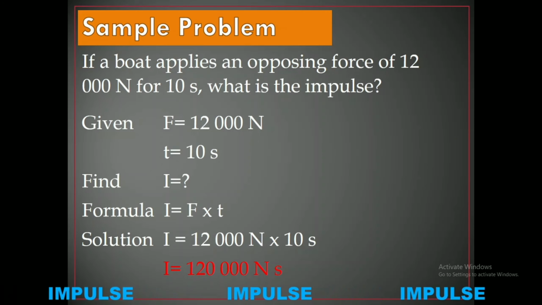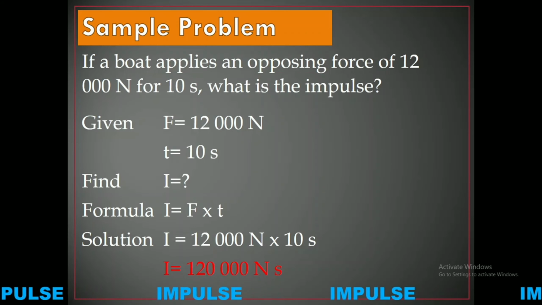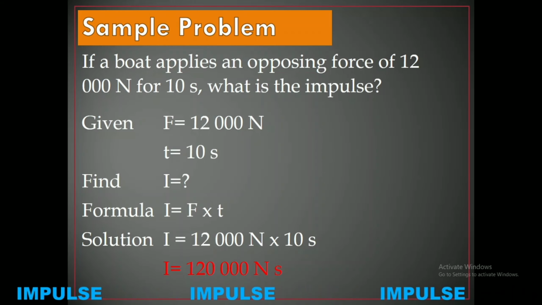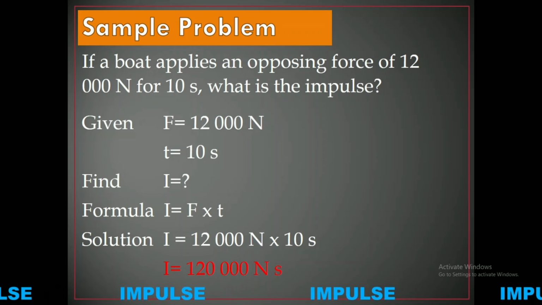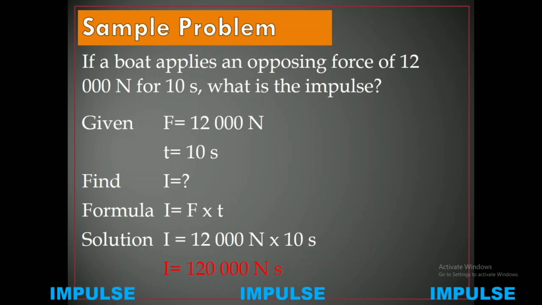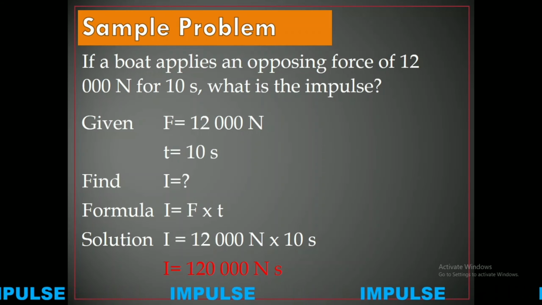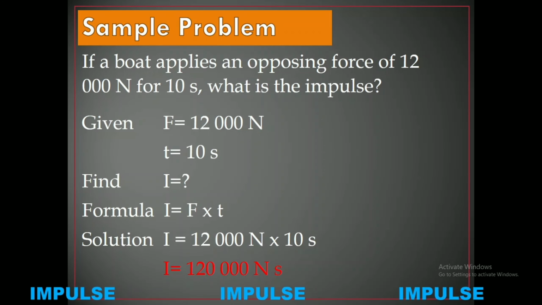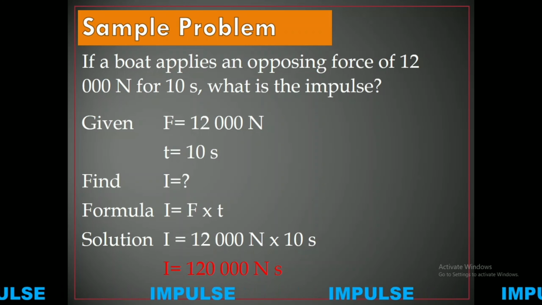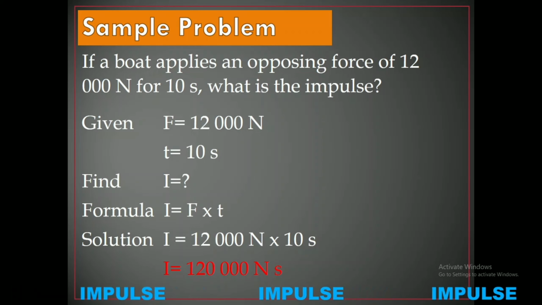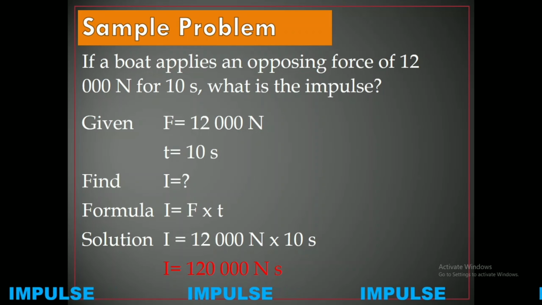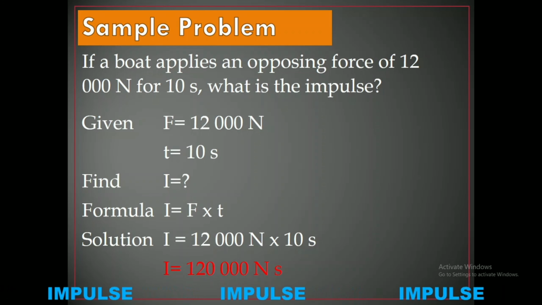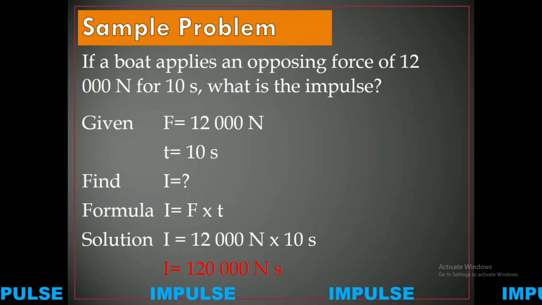Sample problem. If a boat applies an opposing force of 12,000 Newton for 10 seconds, what is the impulse? So for the given, we have 12,000 Newton is our force, and the time is 10 seconds. So we need to find I, or the impulse. For the formula, I is equivalent to F times T, or impulse is equivalent to force times time.